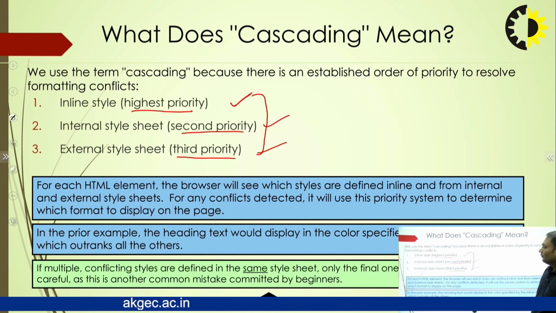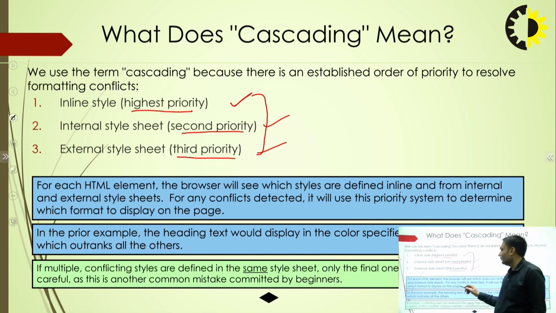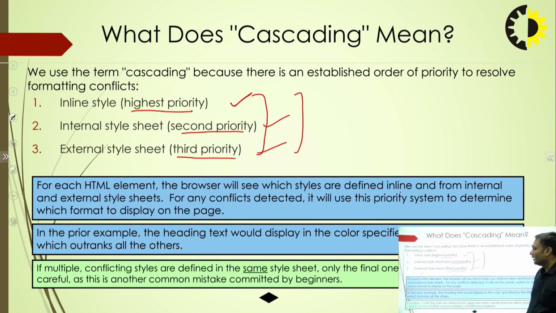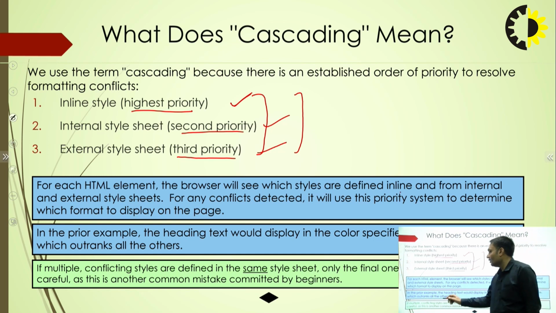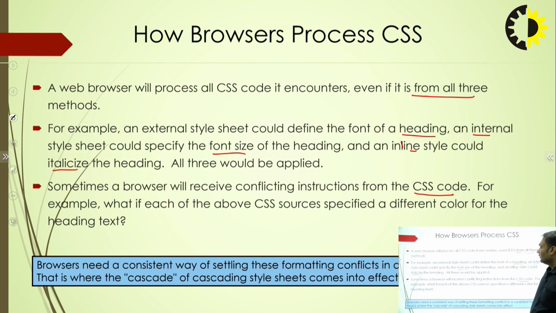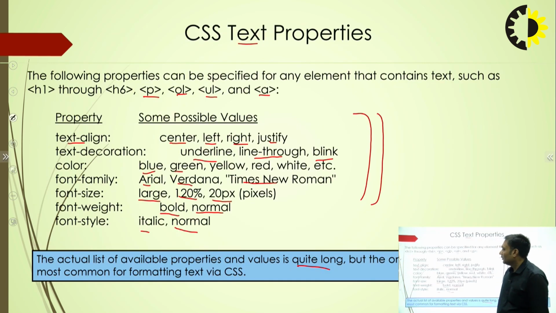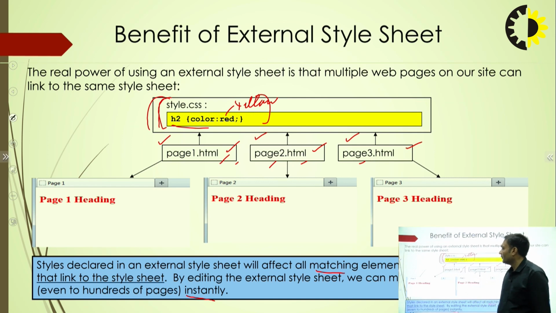So for each HTML element, the browser will see the styles defined inline and from the internal and external sheets, and for any conflict detected, it will give the highest priority as per these three. For example, the heading text would display the color specified with the inline, which outranks all the others. You can see in this example. If we are writing a heading tag with color red, and we are writing an external style sheet with red color, internal style sheet with yellow color, or inline CSS with a different color, then inline will get highest priority.